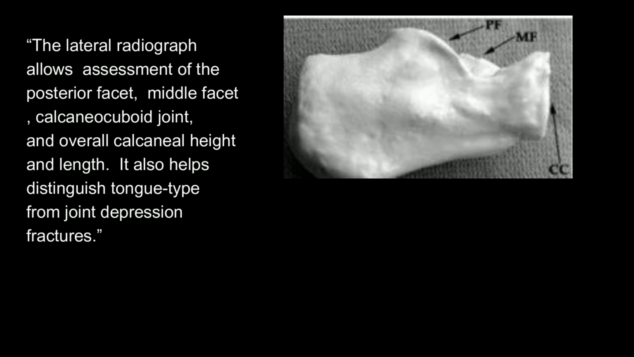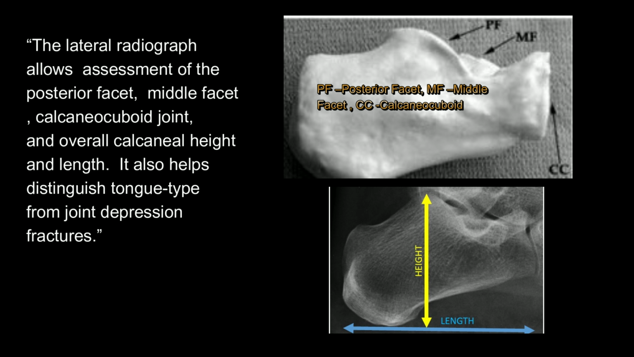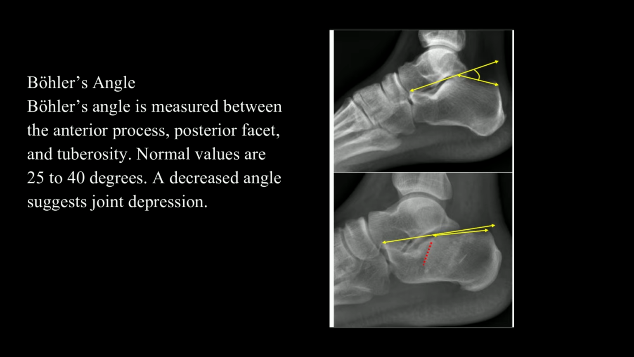The lateral radiograph allows assessment of the posterior facet, middle facet, calcaneocuboid joint, and overall calcaneal height and length. It also helps distinguish tongue type from joint depression fractures. PF posterior facet, MF middle facet, CC calcaneocuboid. Bowler's angle is measured between the anterior process, posterior facet, and tuberosity. Normal values are 25 to 40 degrees. A decreased angle suggests joint depression.